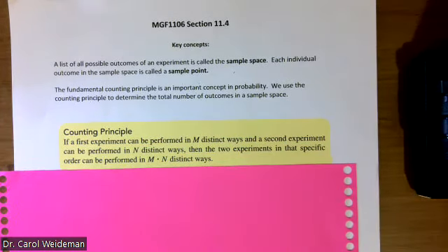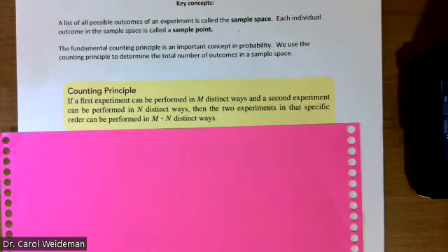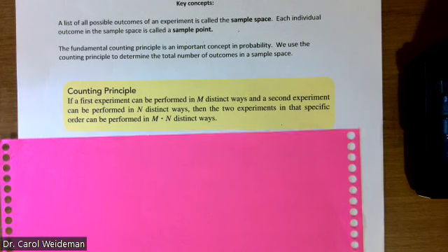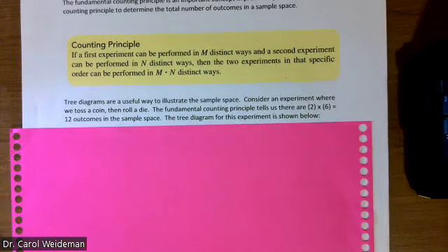Basically what it says is if we do two experiments, one following the other, let's say, for instance, we flip a coin and then we roll a die. If the first experiment can be performed in M ways and the second one in N ways, then the two experiments in that order can be performed in M times N ways. Again, in my example, if we flip a coin, we have two outcomes, head or tail. And when we roll the die, we have 6 outcomes.